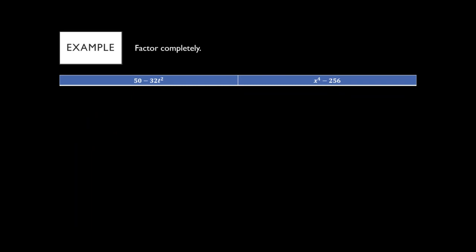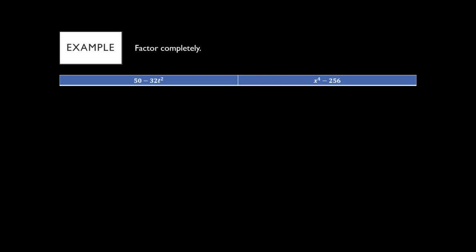So these are my last two examples. This is not a super long one, which is sort of perfect. We've got 50 minus 32t squared. If we look at our numbers, 50 and 32 are not numbers we can take the square root of. If you try to do the square root of those numbers, you're going to get decimals, so they're not perfect squares. But we can factor out the greatest common factor.